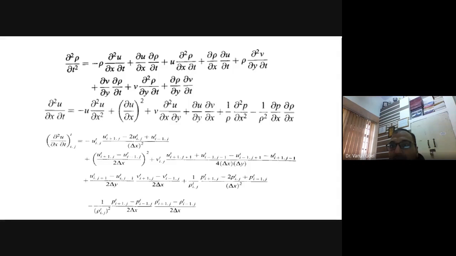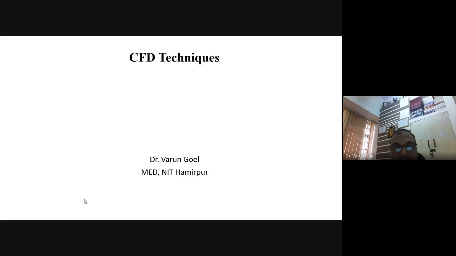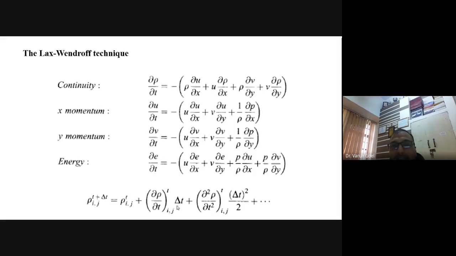Similarly, if we want to estimate the value of del square rho by del t square, now what should we do? We differentiate del rho by del t, that is, del by del t of del rho by del t.